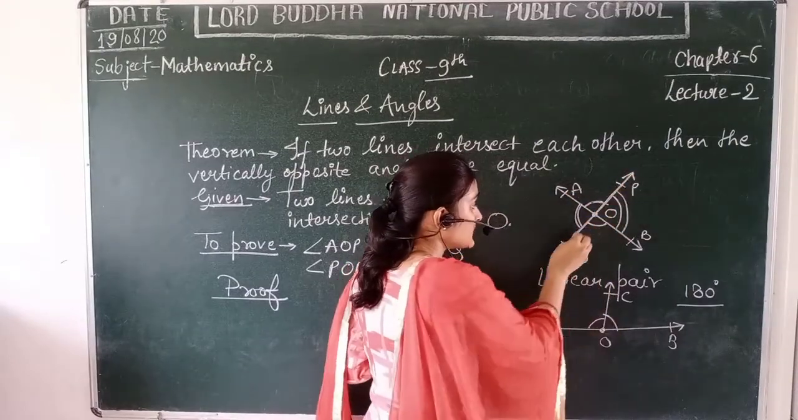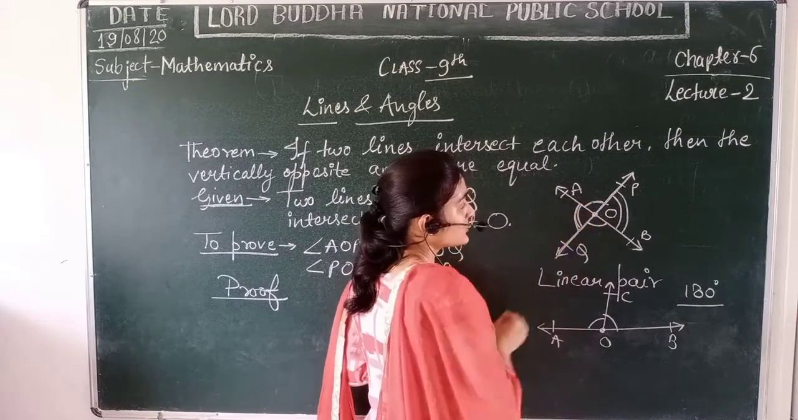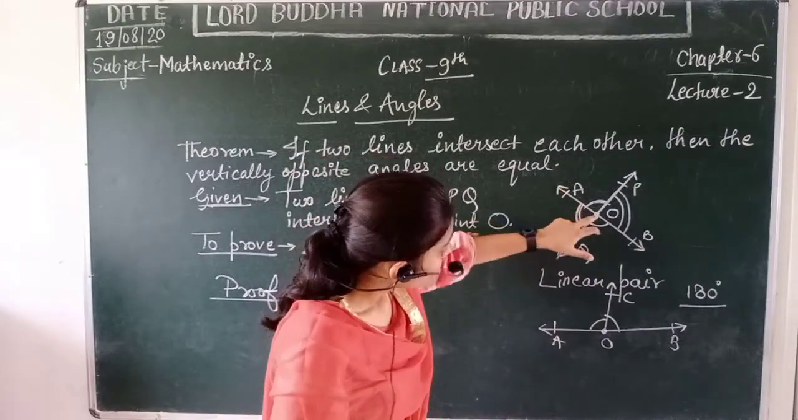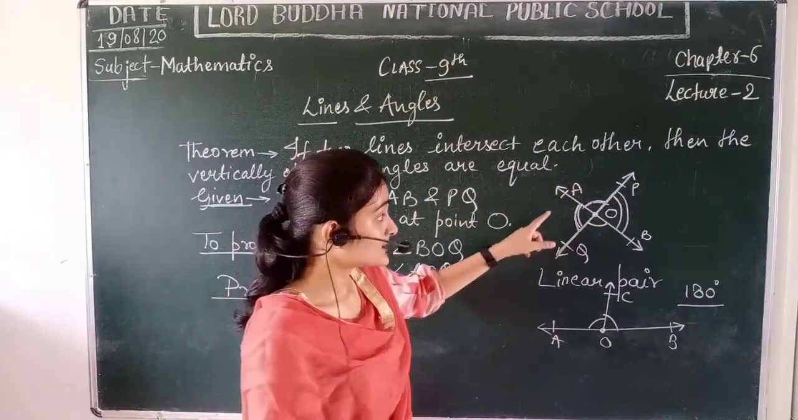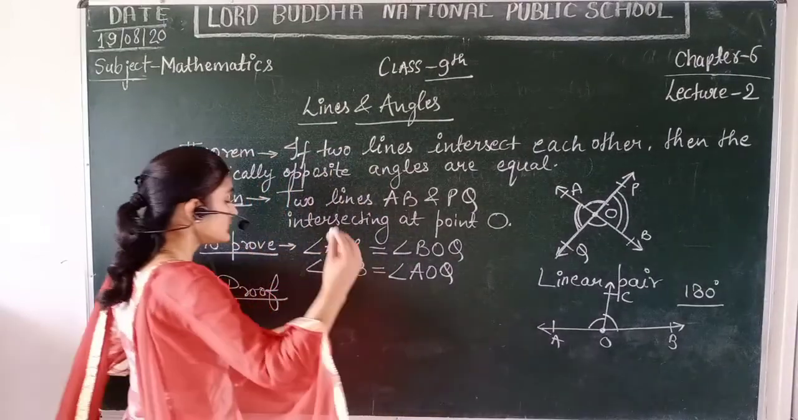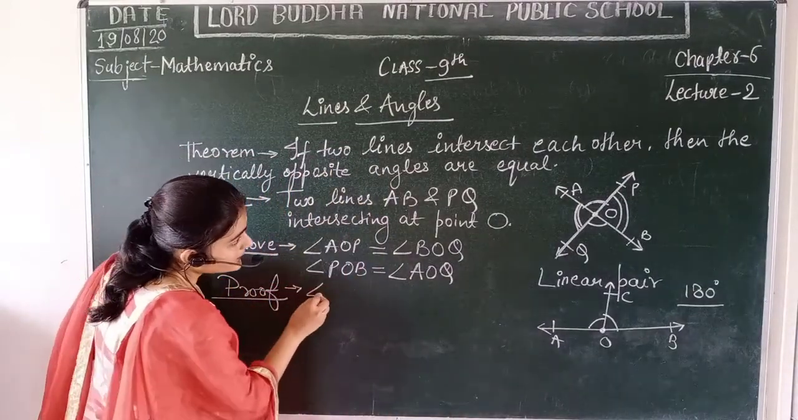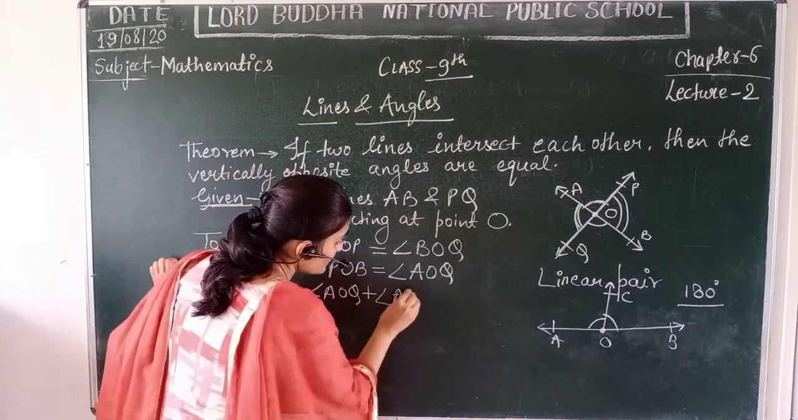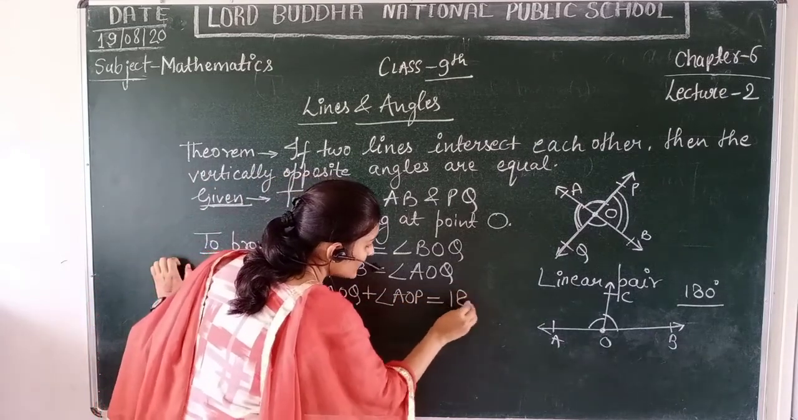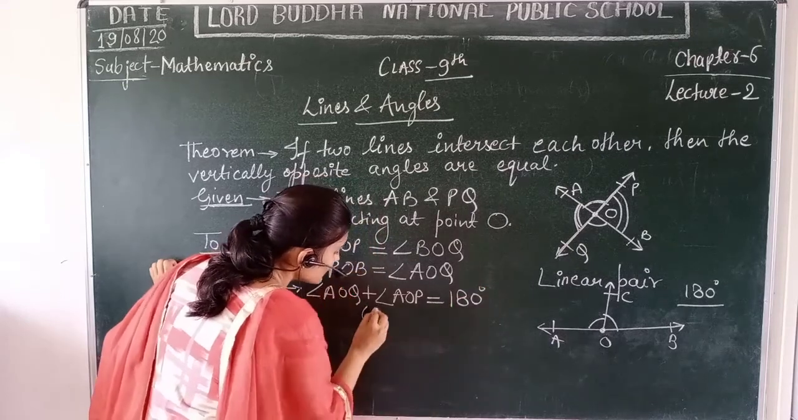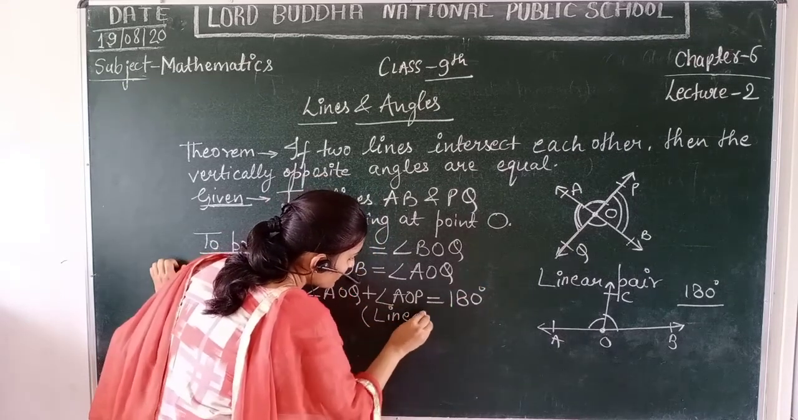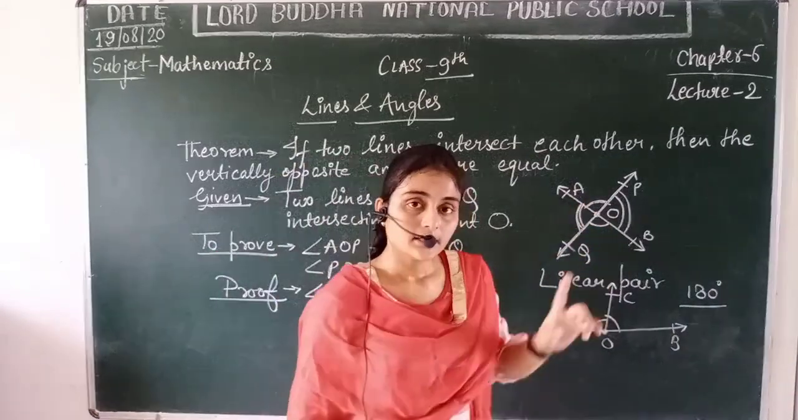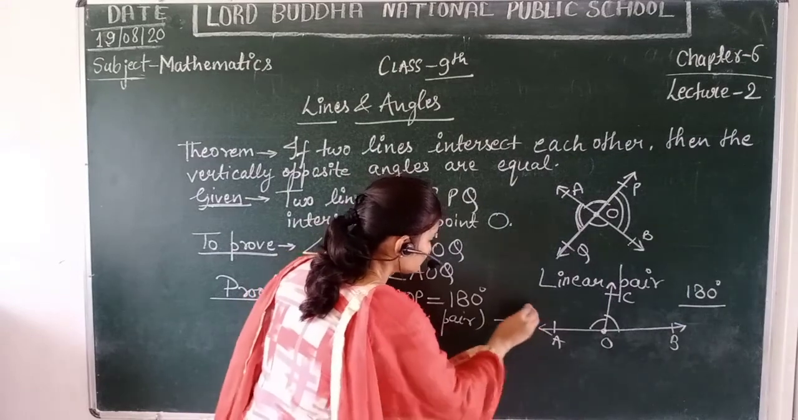On this straight line PQ, there are two angles formed, AOQ and AOP. They form what? Because they are divided by a ray OA, they form a linear pair. So you will write that angle AOQ plus angle AOP equals 180 degrees. The reason behind it is linear pair. Because they form a linear pair, their sum is 180 degrees. This is your first equation.